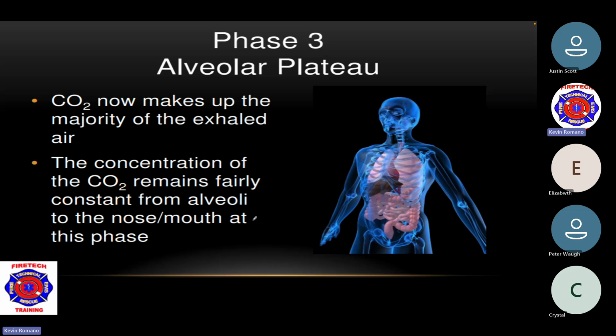Right, so CO2 now makes up the majority of the exhaled air, and the concentration of the CO2 remains fairly constant from the alveoli to the nose and mouth at this phase. It's constant. There's nothing blocking it. There's no mucus, there's no constriction, nothing is blocking this from happening at this point in time.